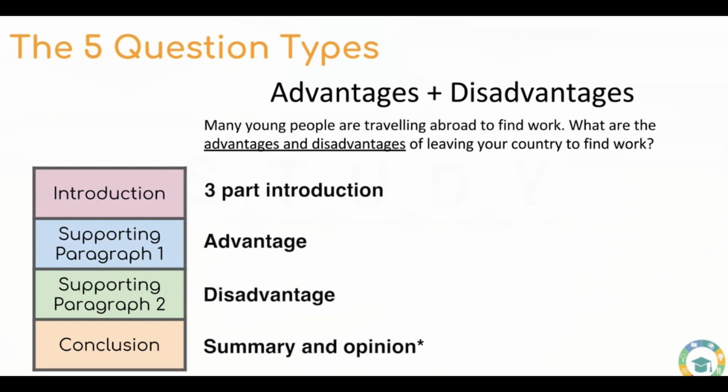In your first supporting paragraph, you can give an advantage. In your second supporting paragraph, you can give a disadvantage. This way, our essay will be equal and balanced for the advantages and disadvantages. In our conclusion, you give your summary, and it may be that you're asked to give your opinion.